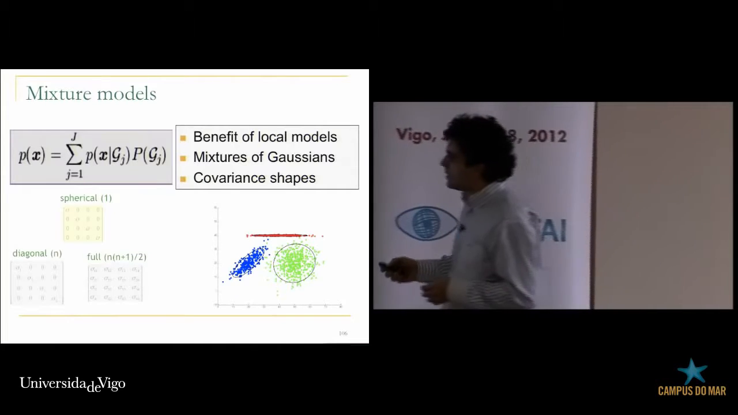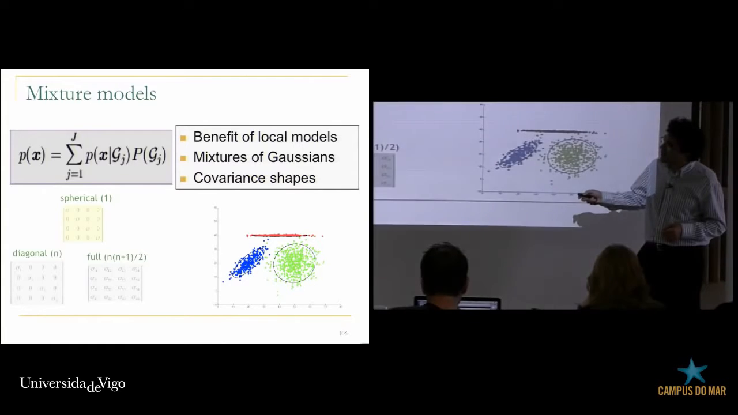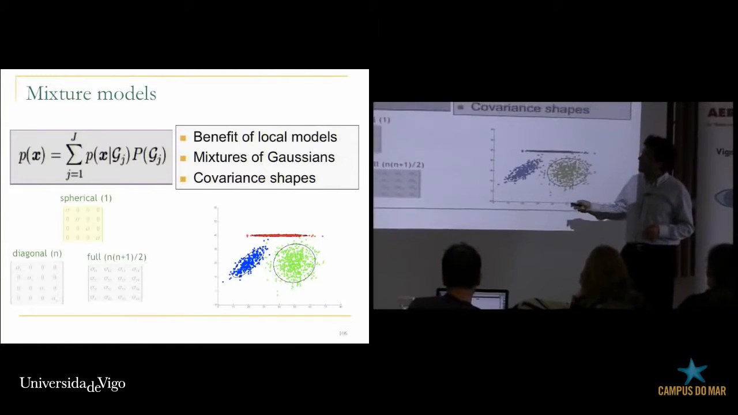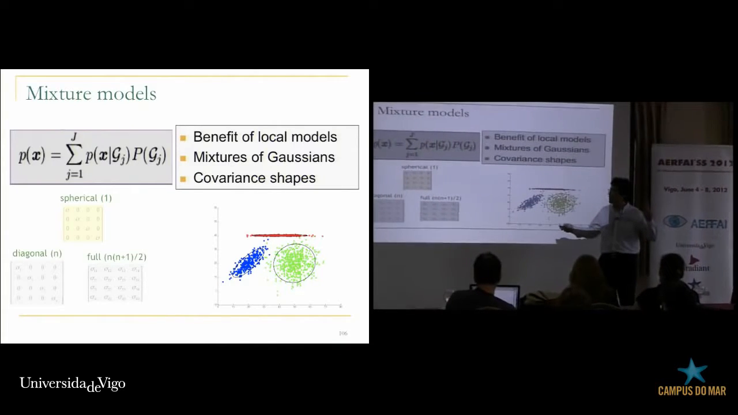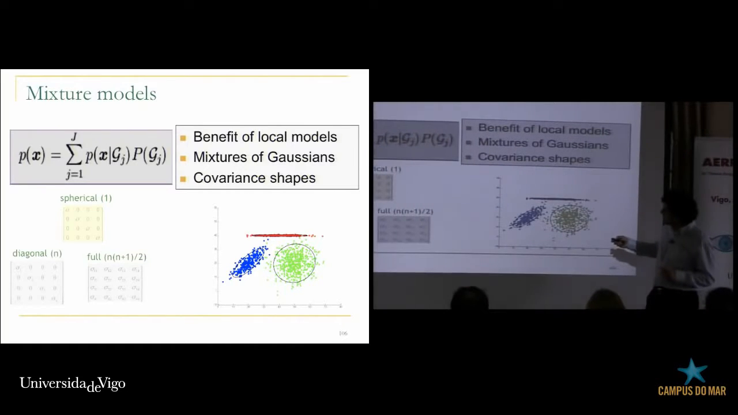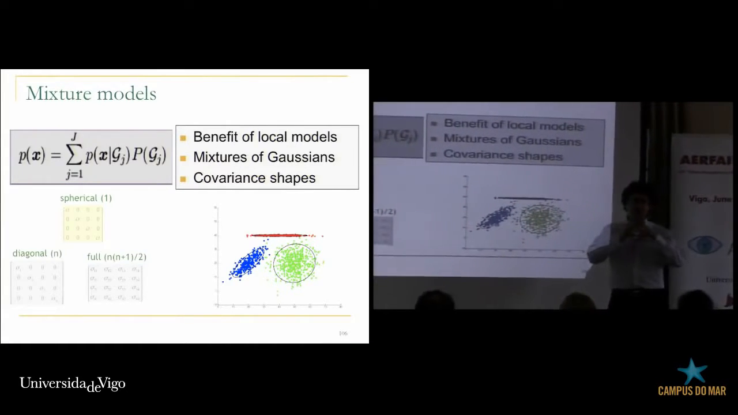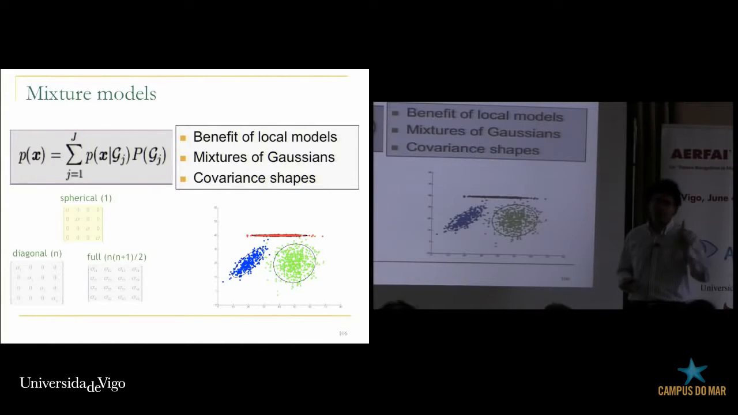So a spherical covariance means that you have the same variance in each dimension. That means this covariance matrix can be expressed with a single parameter. It also tells you that the variance in this dimension is the same as in this dimension, so what you're getting is a sphere. Here it's a circle, but in 3 dimensions it's a sphere, and in n dimensions it's a hypersphere. This is the most parameter-cheap way of expressing a Gaussian: a single parameter.